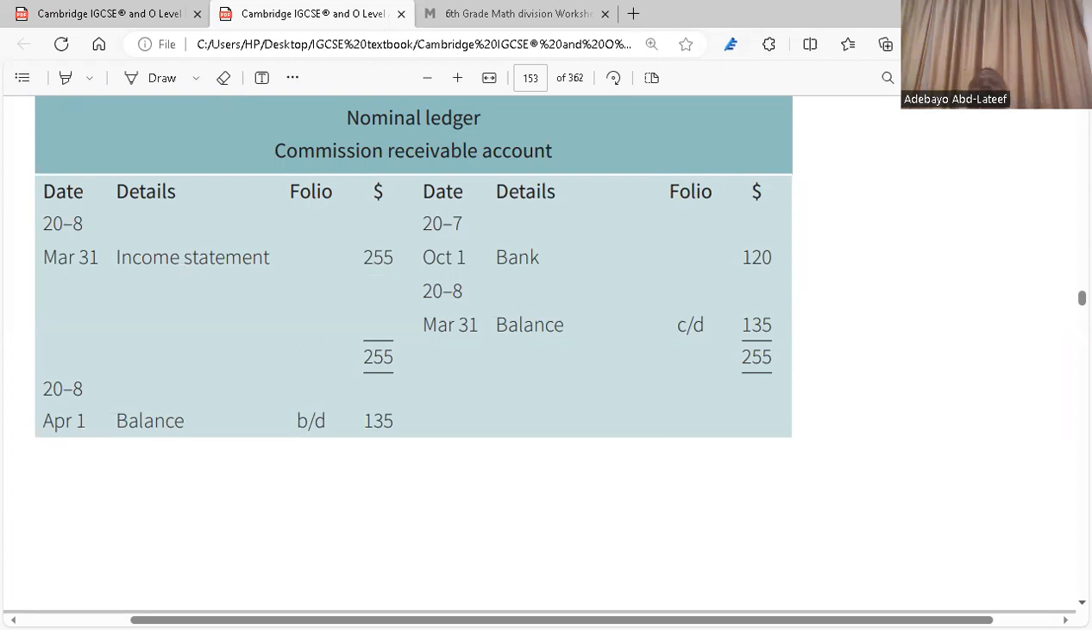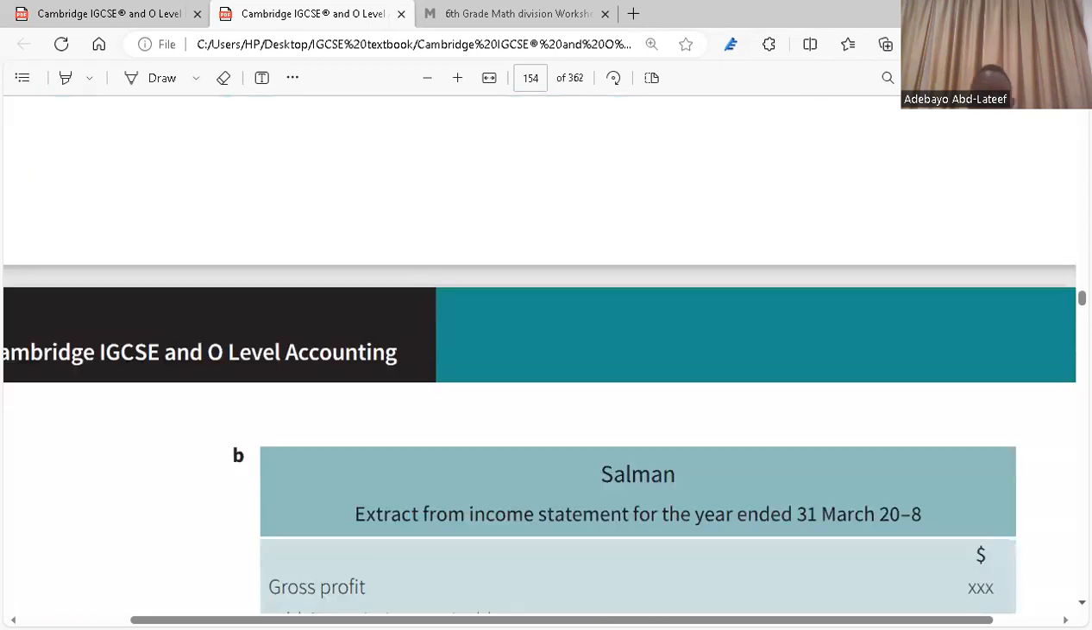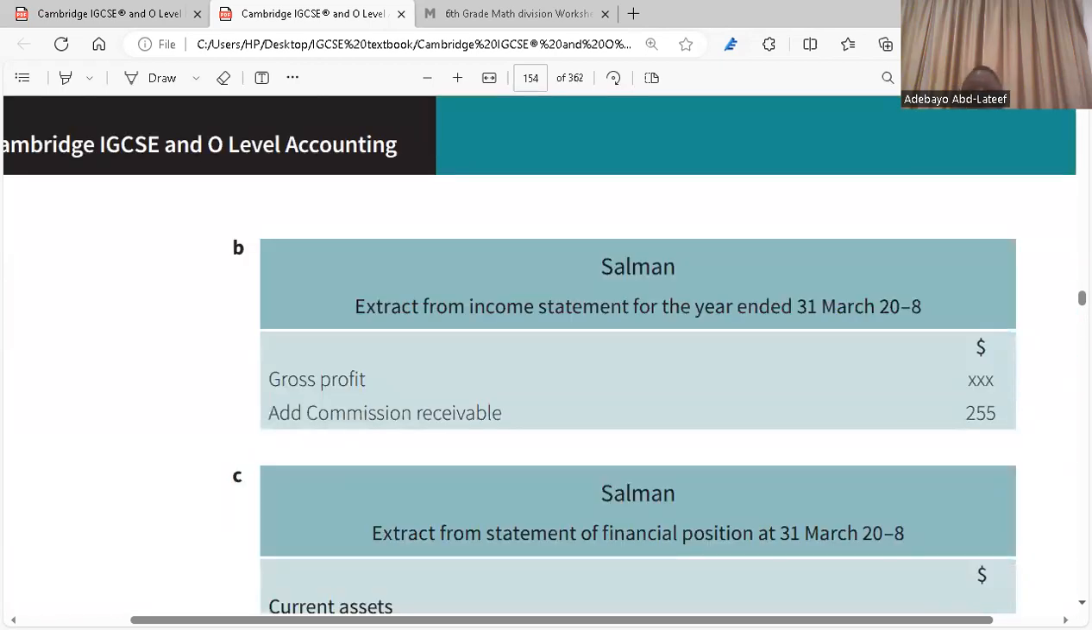So 135 is going to your income statement. So when it gets to your income statement, it becomes an extract of the income statement. So for the extract of the income statement, you have your gross profit, but we don't have gross profit because this is a service business. A service business does not trade. So most of the time we don't have gross profit for service business. We only have net profit. Are you with me? Yes. So because we don't have gross profit, we leave it. Our income statement, the value of our income statement is what? 255, which was for commission receivable.